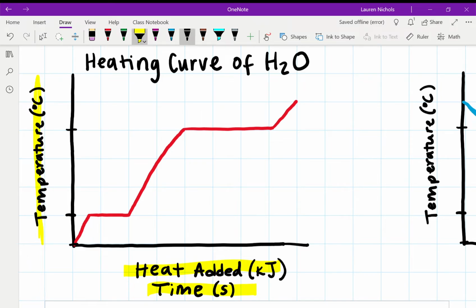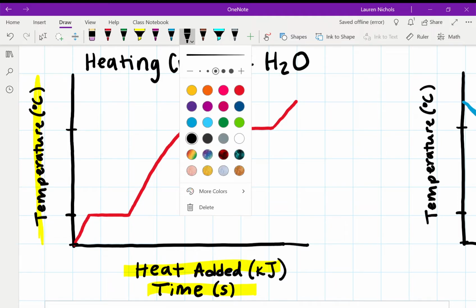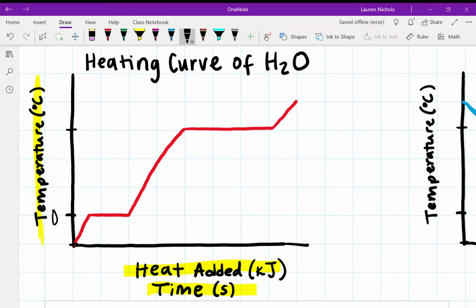Our heating curve is a heating curve of water. There are two really important temperatures when it comes to water. The first one is 0 degrees Celsius, which is the temperature that water will begin to melt or freeze, depending on whether you're heating up or cooling down. And then 100 degrees Celsius, which is the temperature that it begins to boil or condense, again depending on whether you're heating up or cooling down.